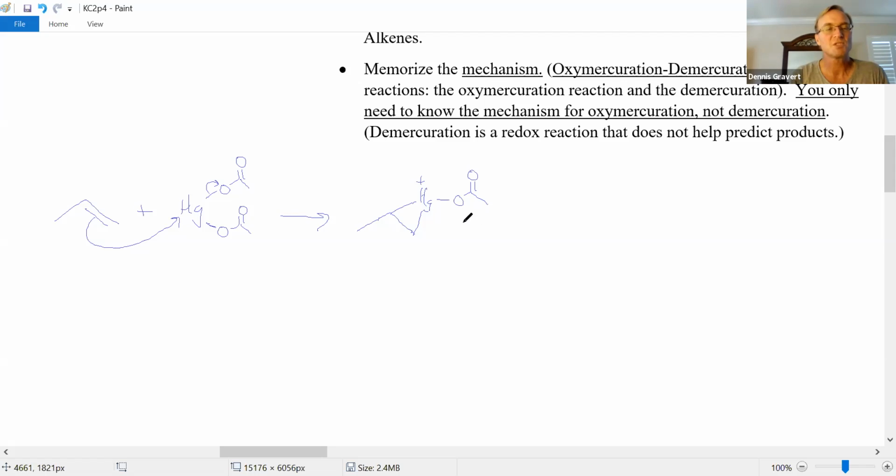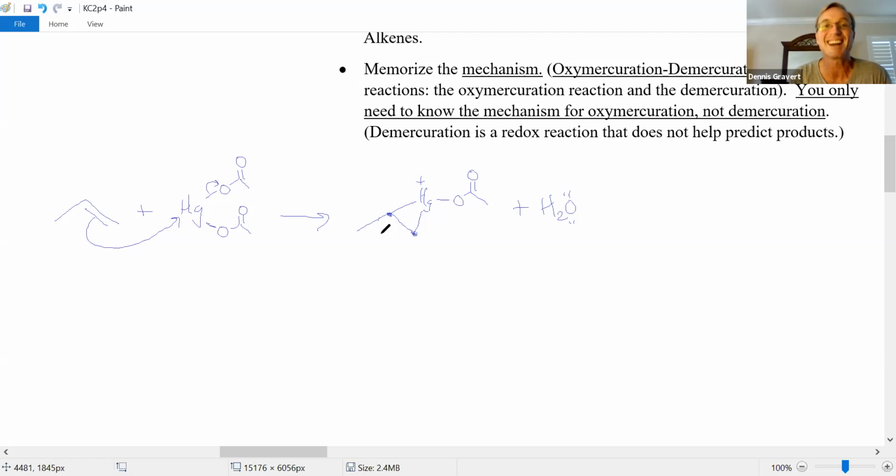Cool. So just like Br2 attacking an alkene, we make a 3-member ring. Nice. And then just like halohydrin formation, now we're going to have a water molecule open this up. Open up the 3-membered ring. And we have a choice. Hey, water, do you want to attack this alkene carbon, or the other one?